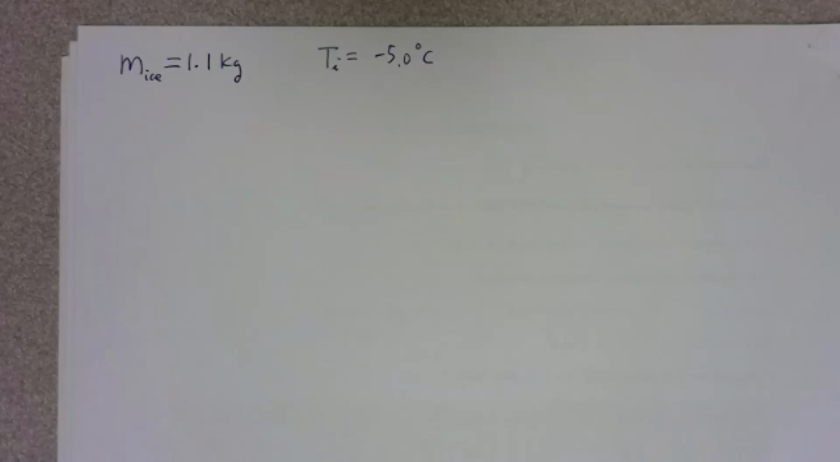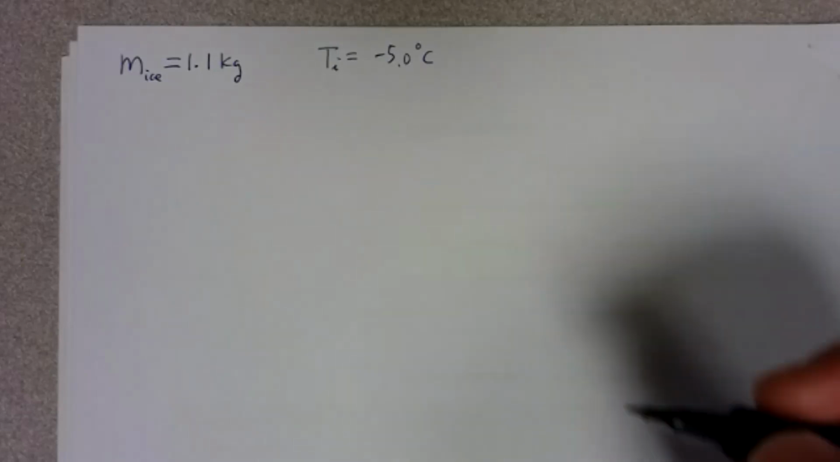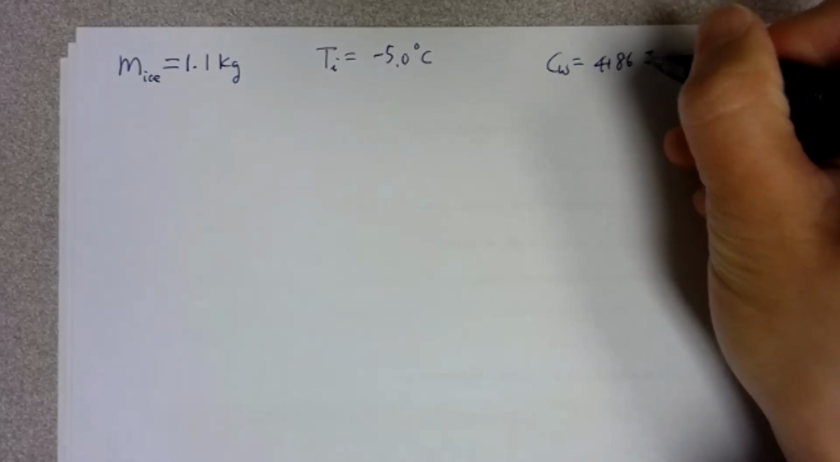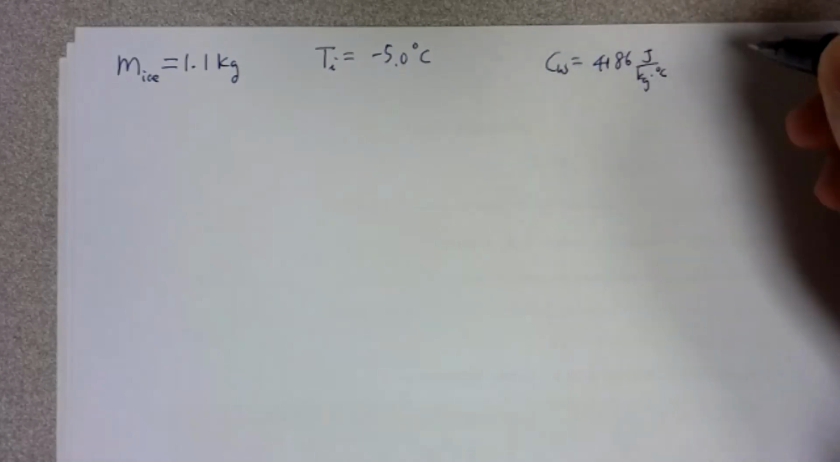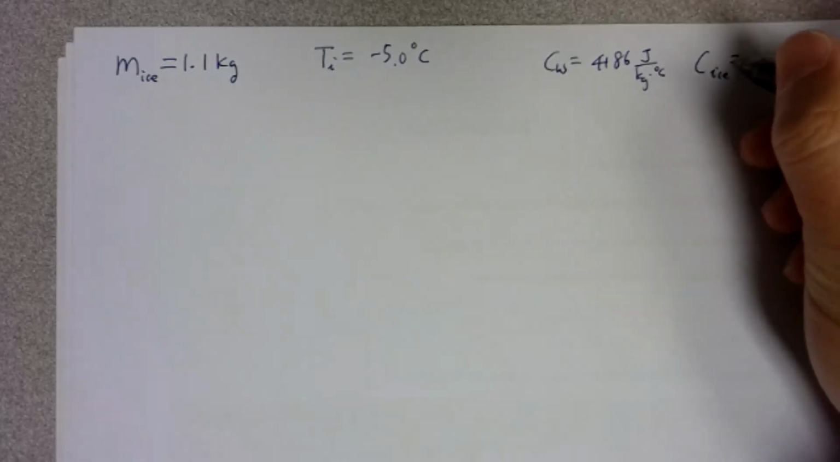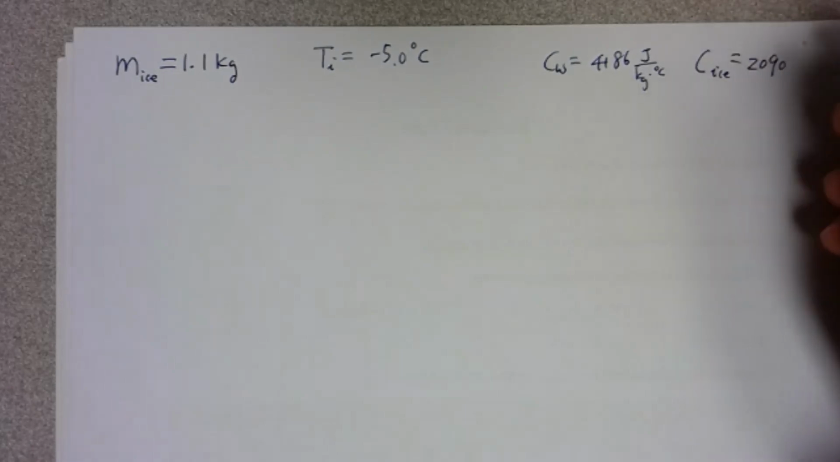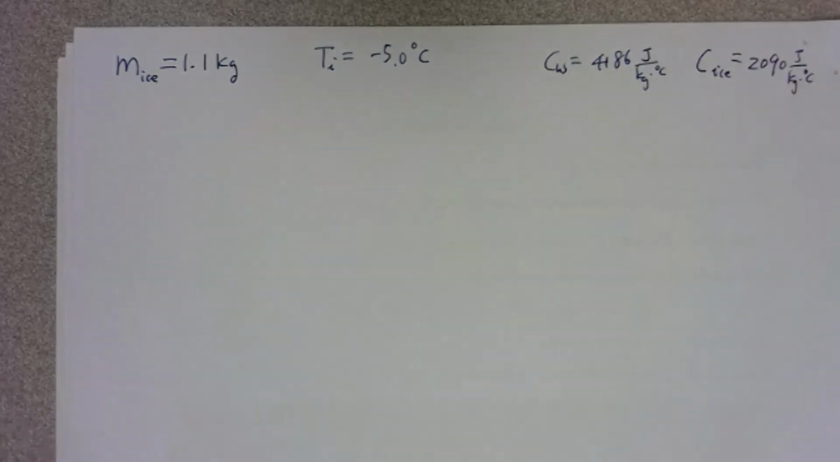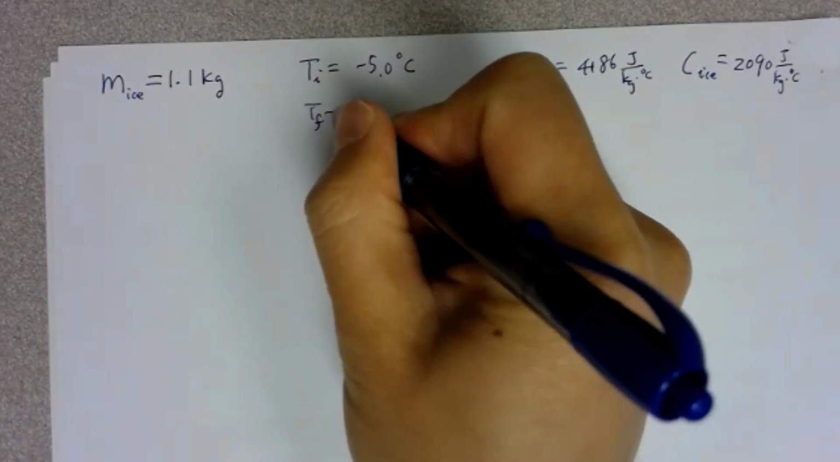The ice might be melting, and it could or could not eventually vaporize, so you'll take a look at that. It tells you the specific heat capacity for water, C of W, is 4186 joules per kilogram degrees Celsius, and the specific heat capacity for ice, C of ice, is 2090 joules per kilogram degrees Celsius. What's the final temperature? That's what you are looking for.